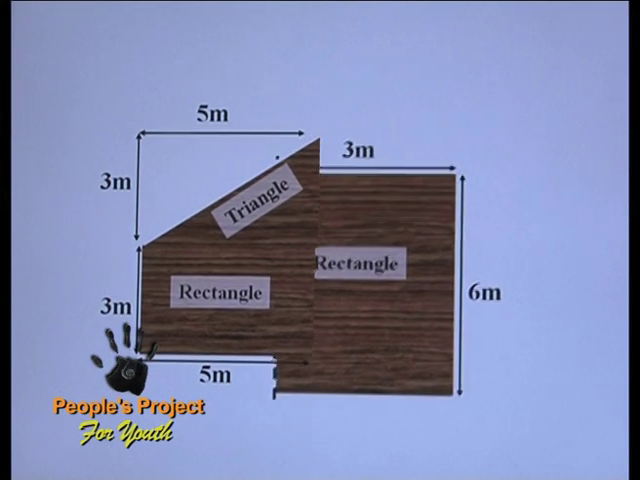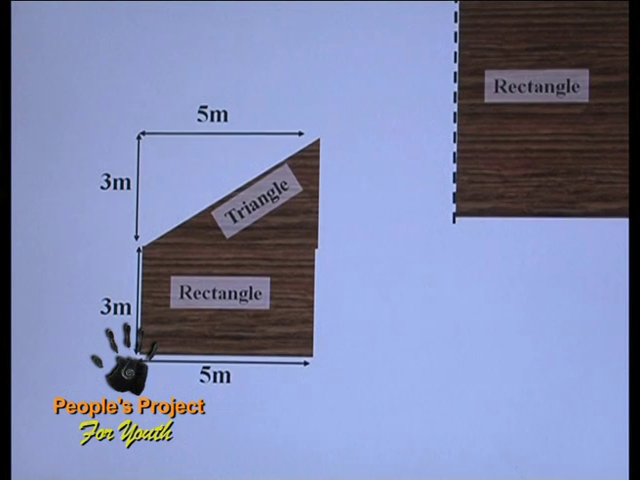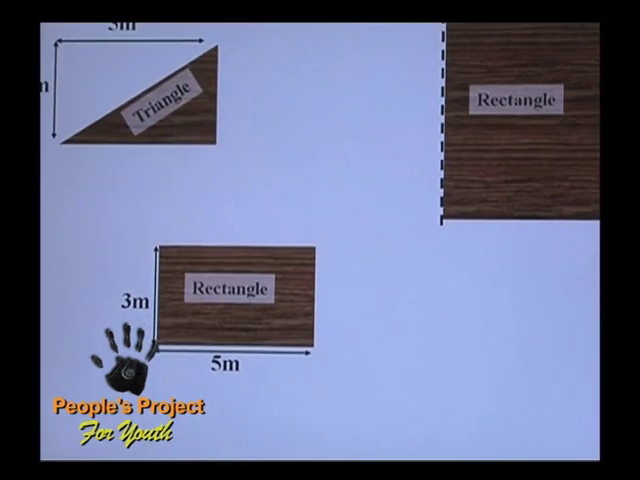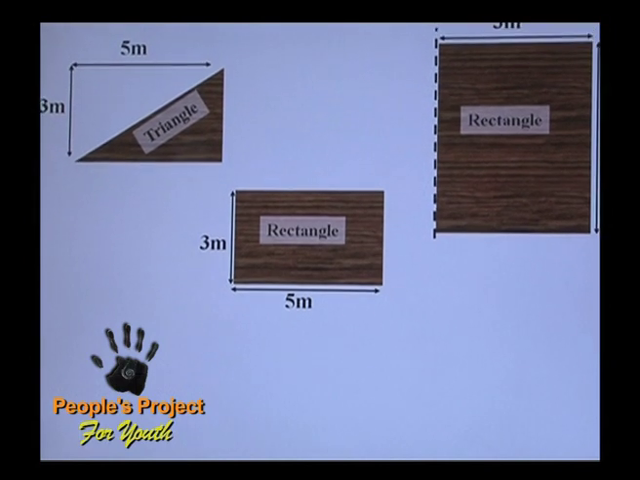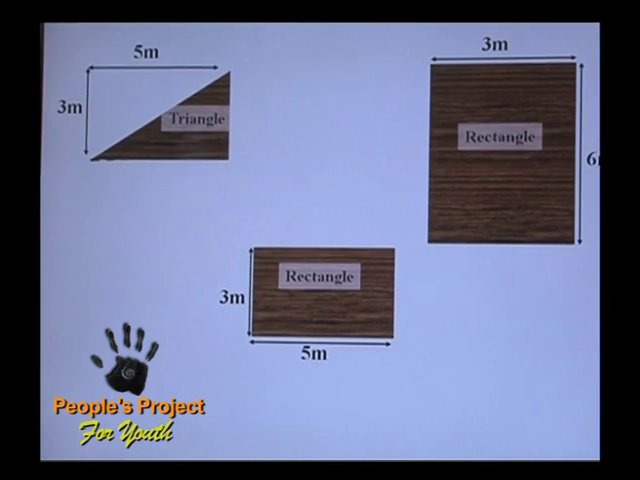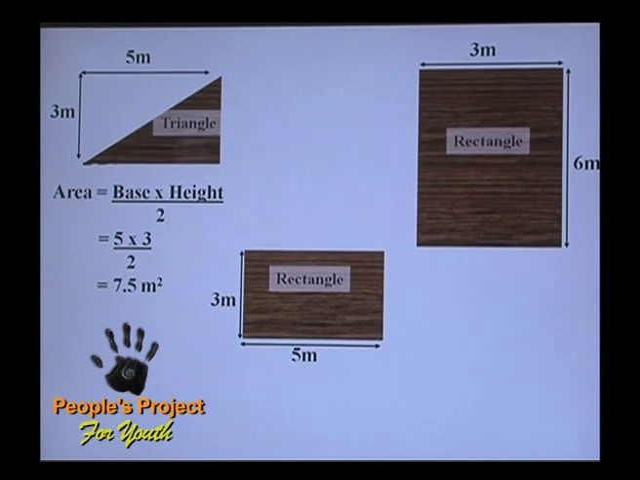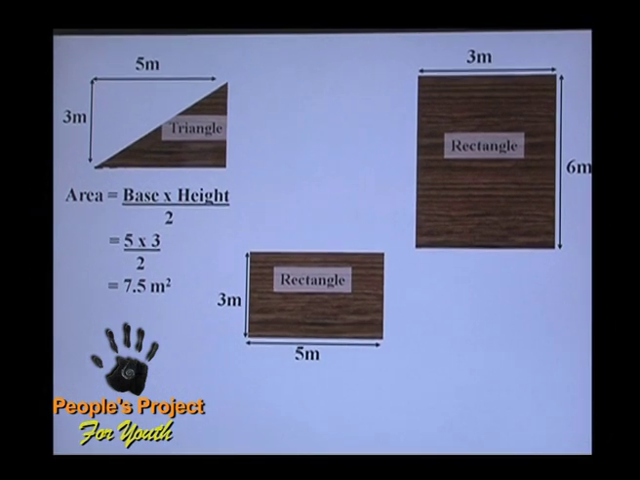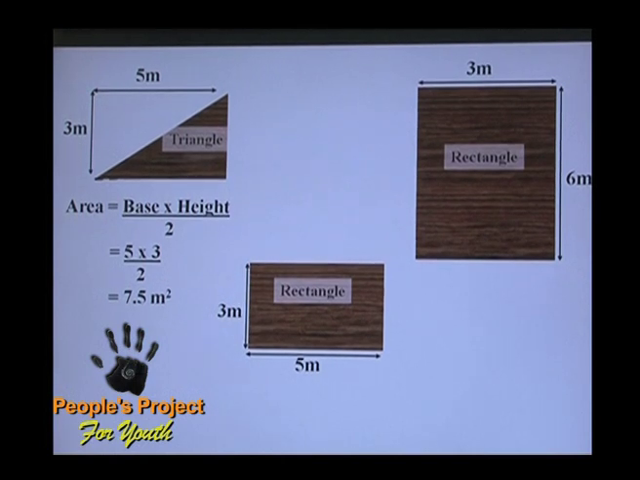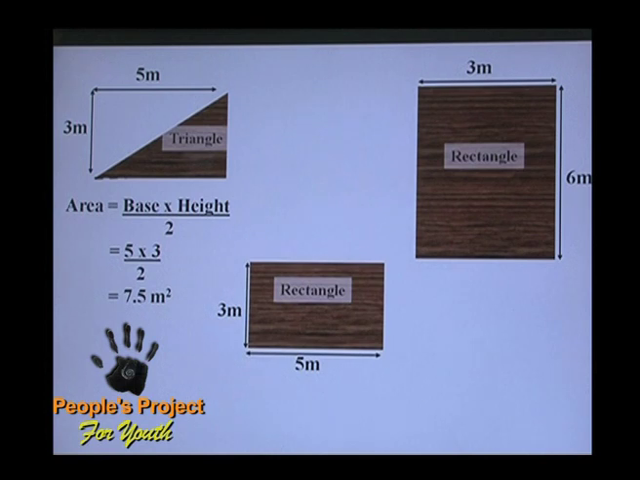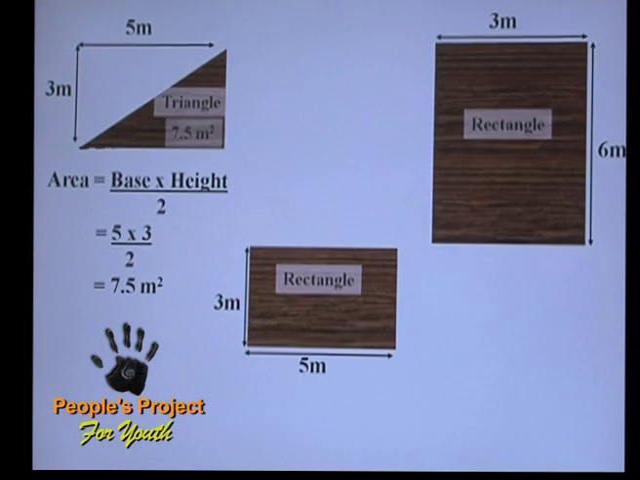And when we've done that, we can break up our compound shape to look at 3 independent recognisable shapes, 2 rectangles and 1 triangle. So if we look at the triangle first, we know that to find the area of a triangle, it is base times height divided by 2. So you can see that we've done that in this case, 5 times 3 divided by 2, and we've found that the area of that triangle is 7.5 metres squared.